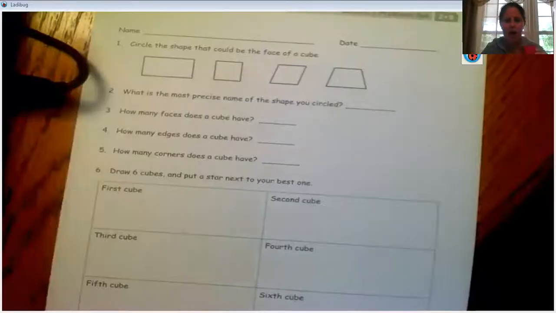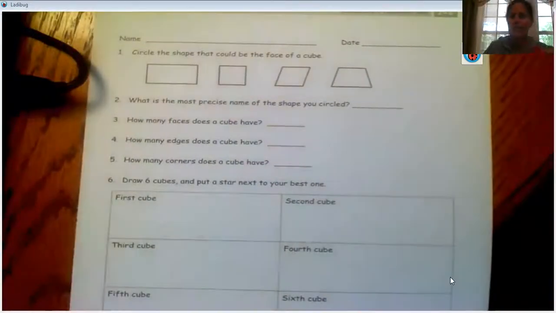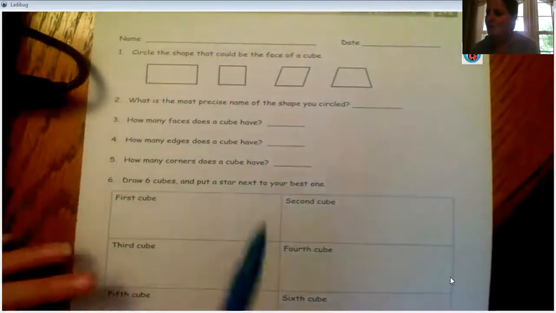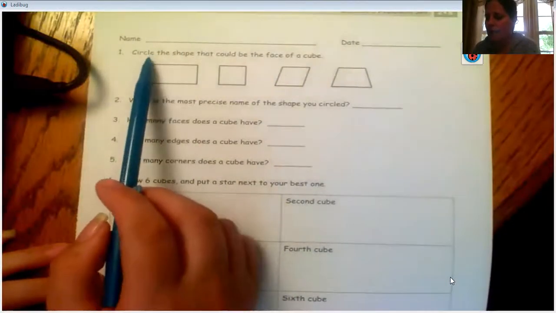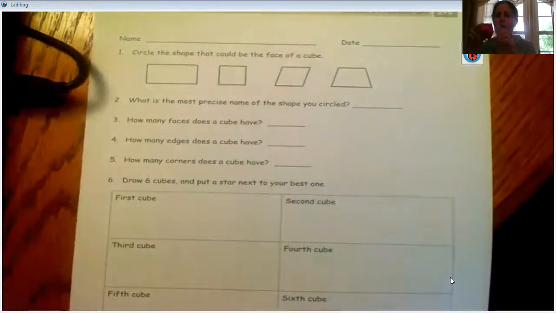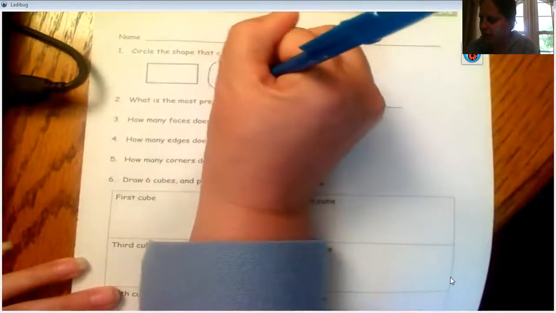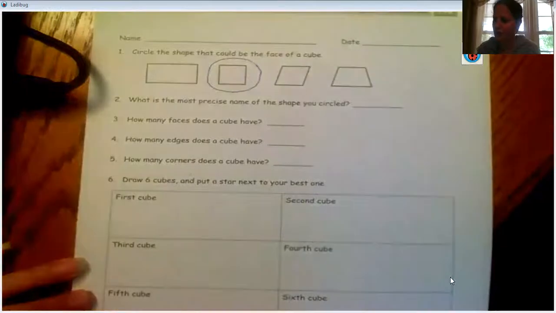So boys and girls, I am going to pull up my screen so that you can see through my ladybug lesson 5, which for my boys and girls is page 19 in your math book. So, number 1 says, circle the shape that could be the face of a cube. So remember, we said a cube has 6 faces and they're all squares. So this right here is what we need to circle.